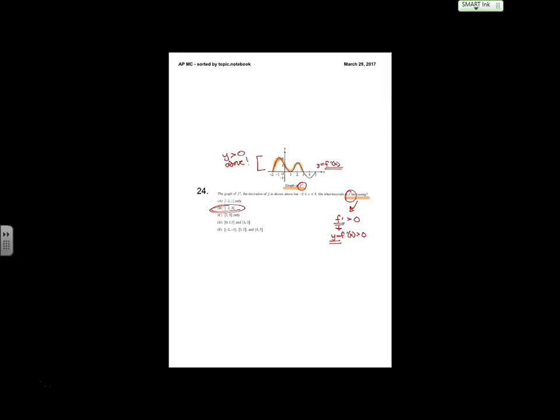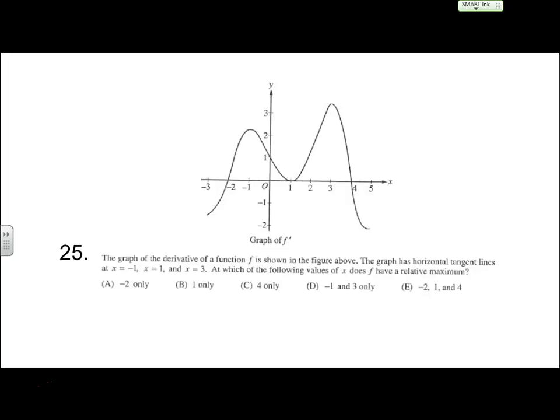Let's do at least one, maybe two more. We can fit it in real fast. Check out the graph. Think of it carefully.